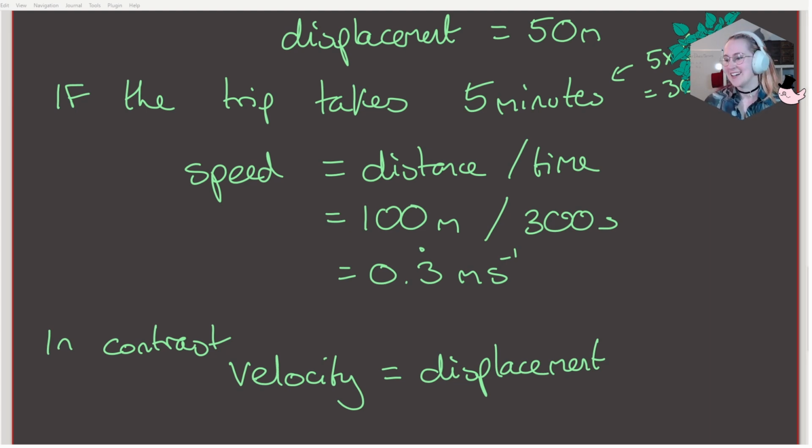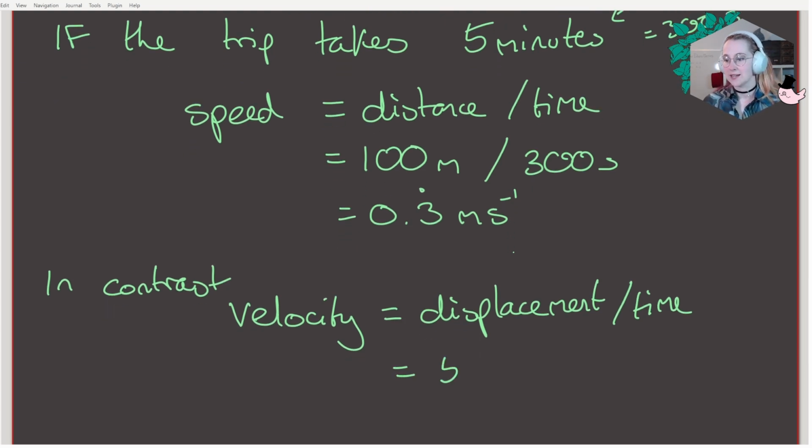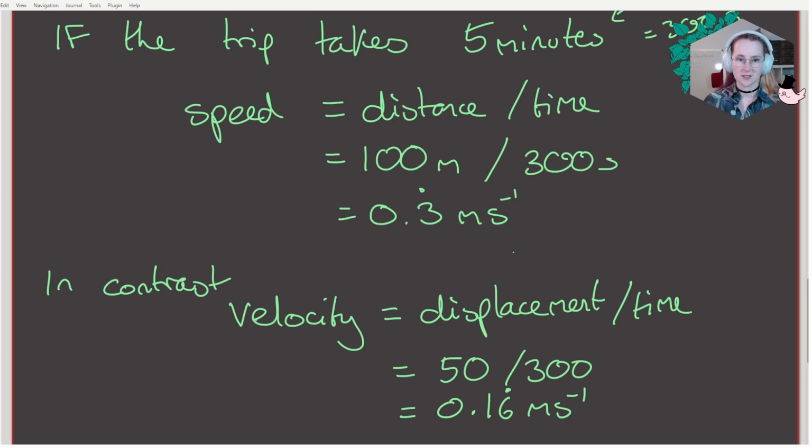Welcome. Yeah, so it's the same relationship. Speed is distance over time. Velocity is displacement over time. So our velocity is now 50 over 300. So that is 0.16 recurring meters per second.